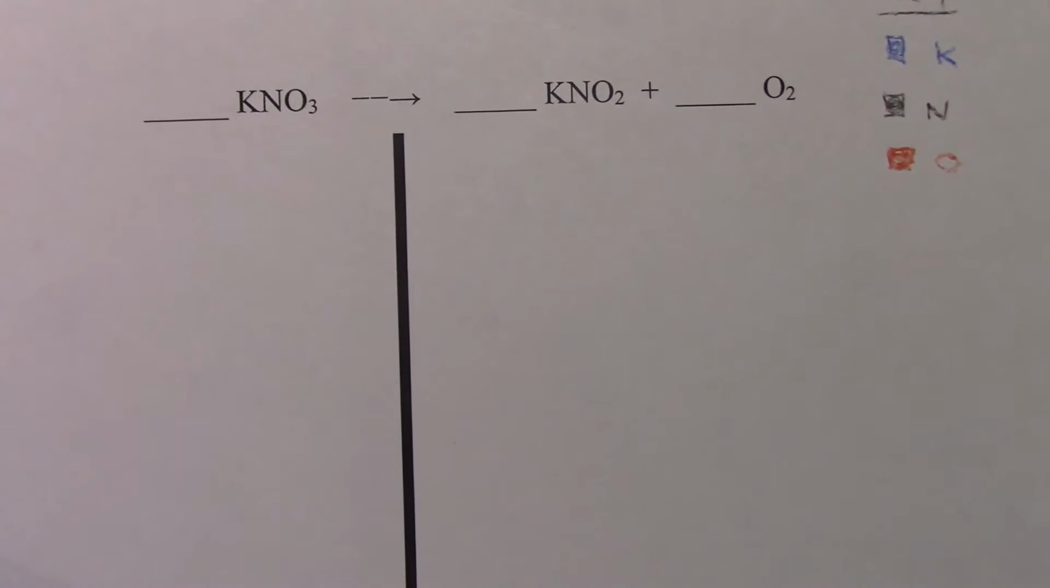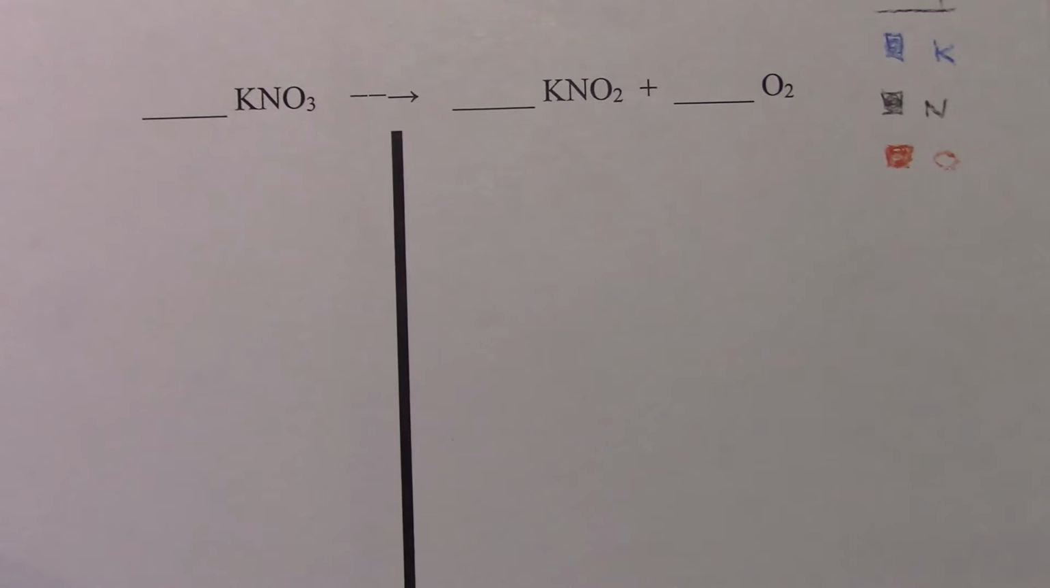Okay, in this next example, potassium nitrate is going to break down into potassium nitrite and oxygen. So let's go ahead and build each one. I'm going to use the blue to represent the atoms of potassium. I'm going to use black to represent the atoms of nitrogen, and I'm going to use orange to represent oxygen.